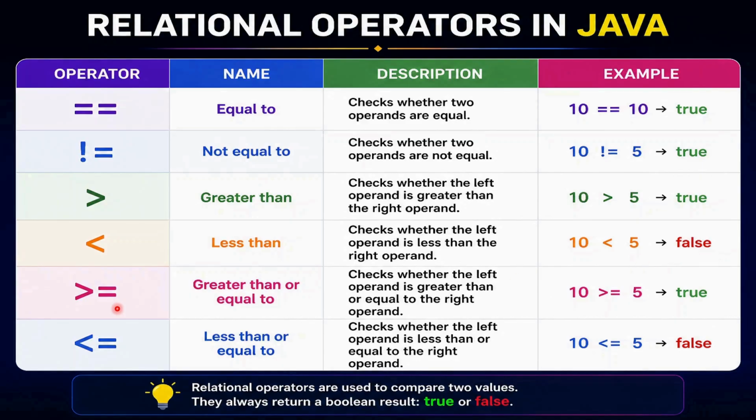No, it's false. Next is greater than or equal to. Greater than or equal to checks whether the left operand is greater than or equal to the right operand. For example, 10 greater than or equal to 5, which is true. Next is less than or equal to. It checks whether the left operand is less than or equal to the right operand. So 10 less than or equal to 5 is false.